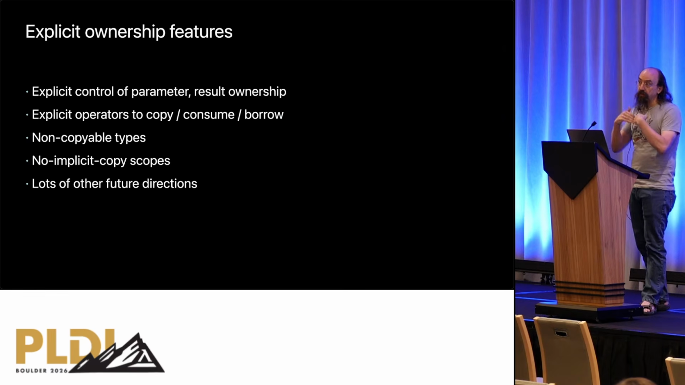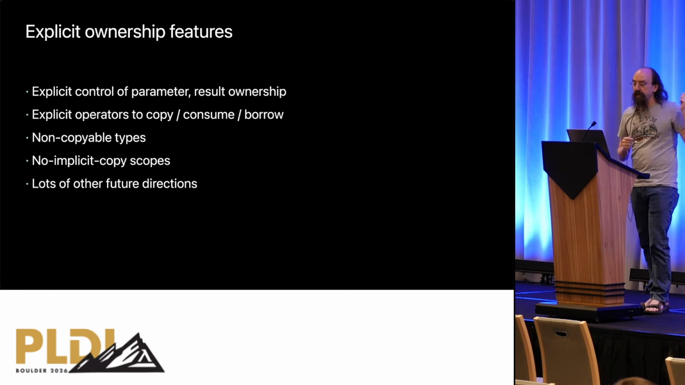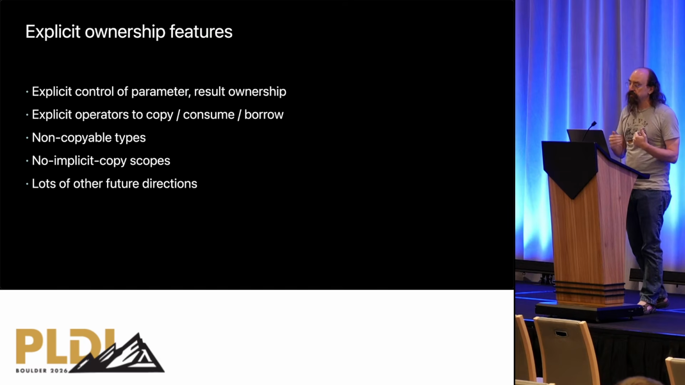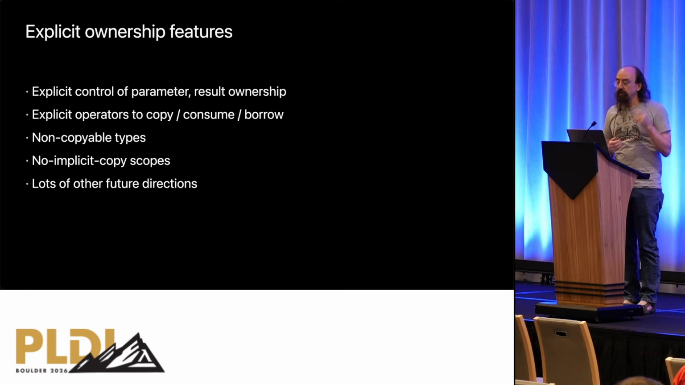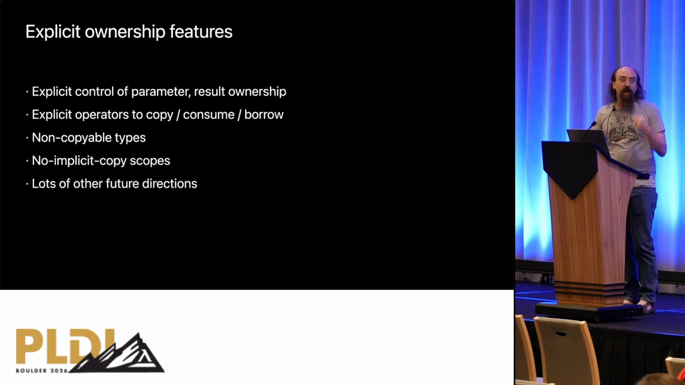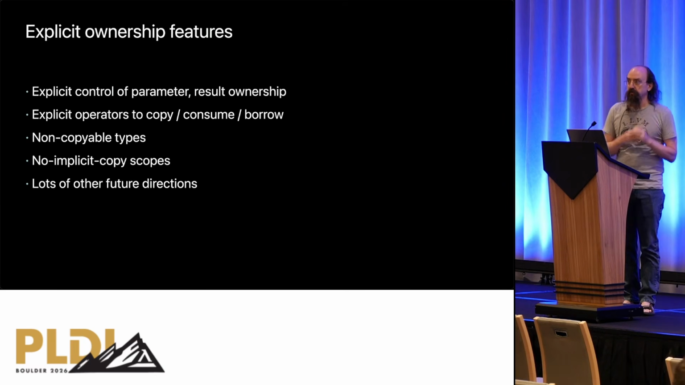However, since the core model that we use is based on this high-performance triad of copying, consuming, or borrowing, we can support a lot of features for explicit control in the language. Many of these features are already in Swift. Some of them are still being developed and imagined. And we think there's a lot of interesting research opportunities here for future work.